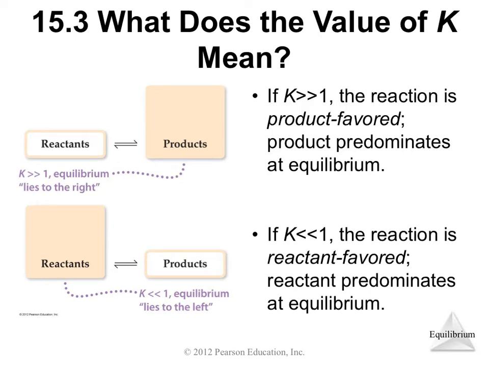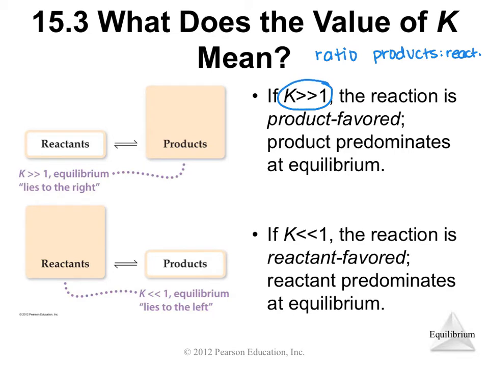What you may have noticed from the expression is that the K value is actually a ratio of products to reactants. In your POGL you did last week, you were looking at that ratio. So you actually know what that K value means. You just didn't know that that was the K value that you were calculating. If K is greater than 1, the reaction is product favored, meaning the product predominates.